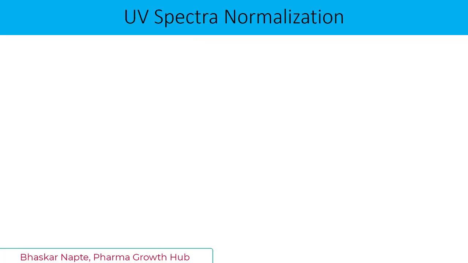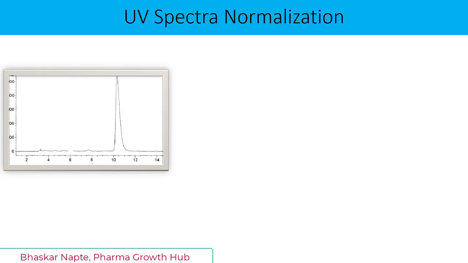Let us understand now what is meant by UV spectra normalization. Once you run a chromatogram, the one that you are now seeing on the screen, you are going to map the absorbance values from the start of the peak, apex, and the end of the peak.